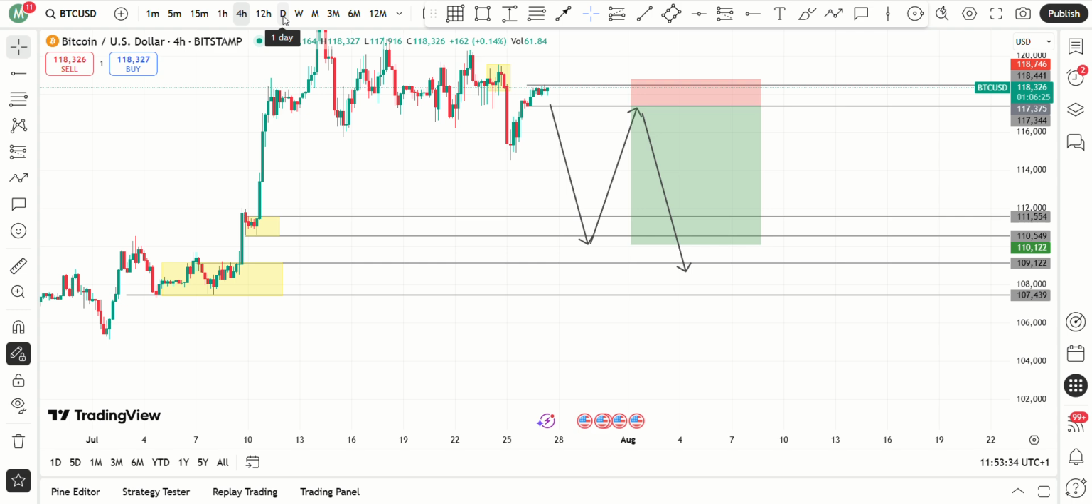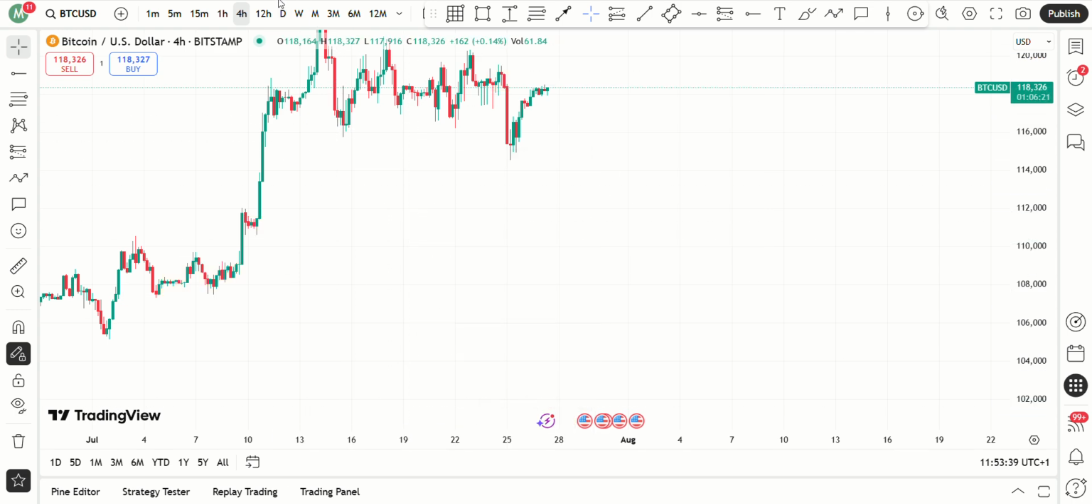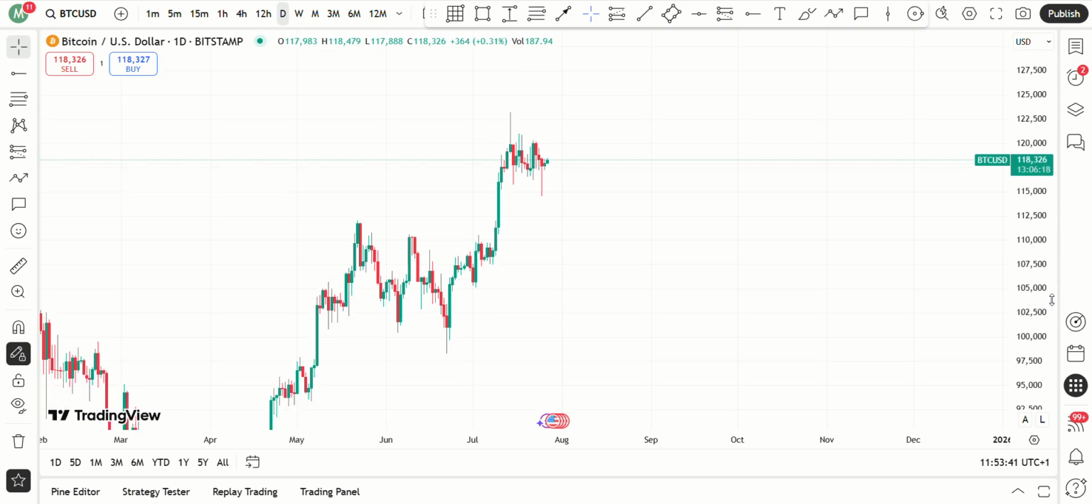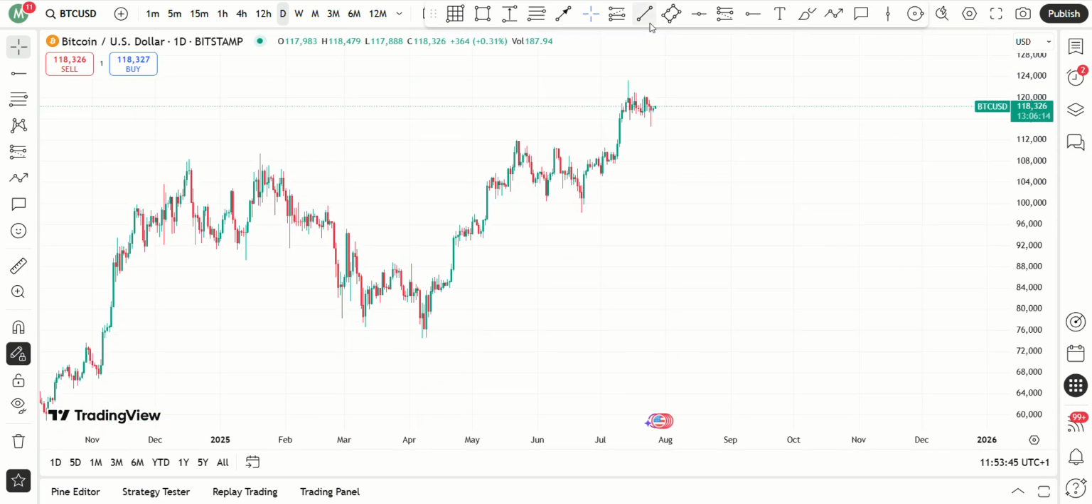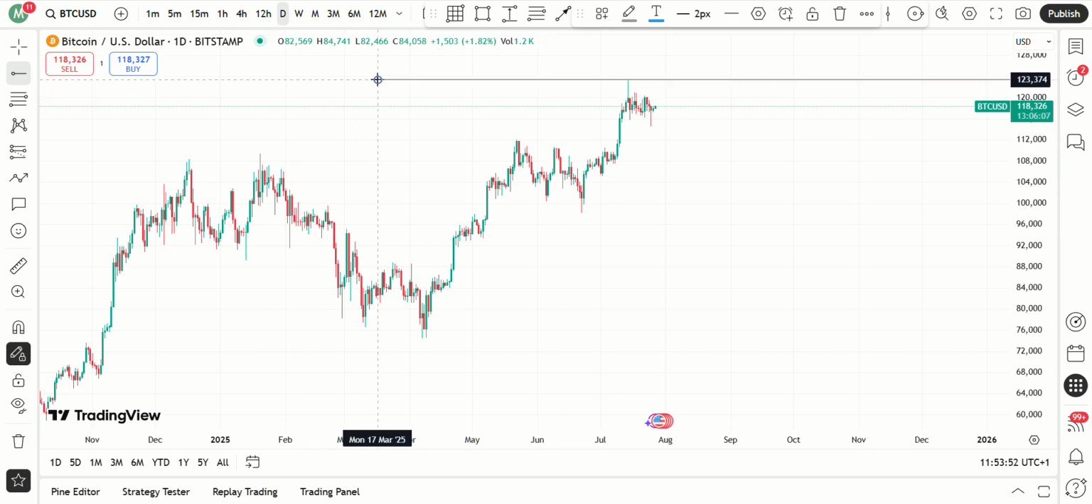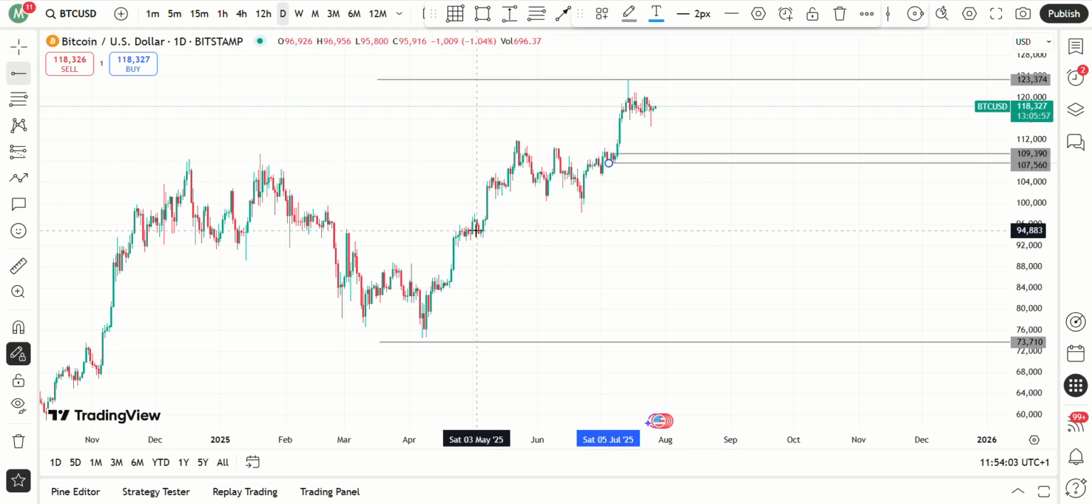So we'll go back out onto the daily. We'll remove all this. We'll go back out onto the daily. And we were looking between these areas. So these demands were marked up here. Bang, bang, like that. We've got a rally base rally, so drop base rally.